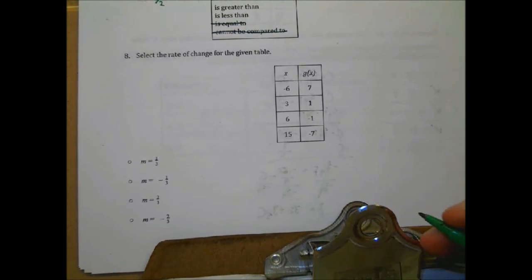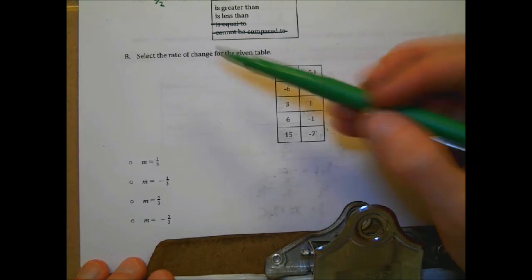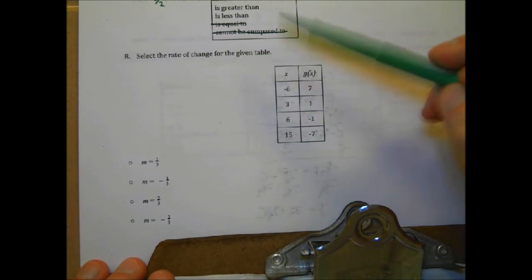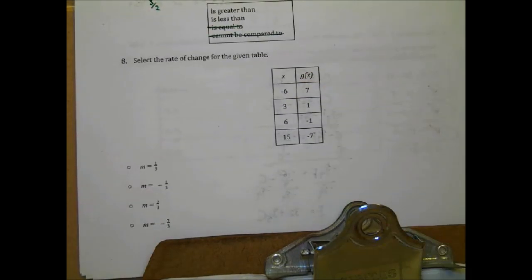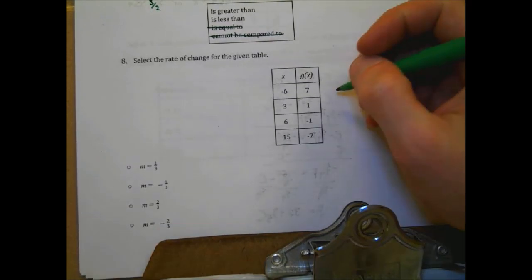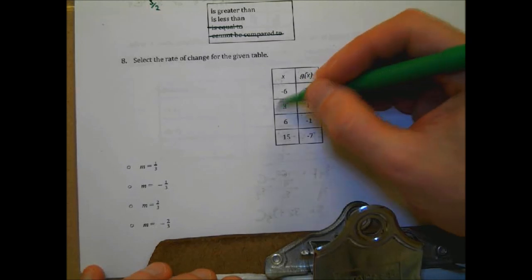Let's go to, who haven't we heard from yet? Tyler L. Tyler, it says select the rate of change for the given table. There's our table, and we're supposed to select the rate of change. Okay, Tyler, how would you go about doing this here? If we want to try and find the rate of change of this table, what should we do? Select 2 points. Which 2 points would you like to use? 3, 1, and -6, 7.